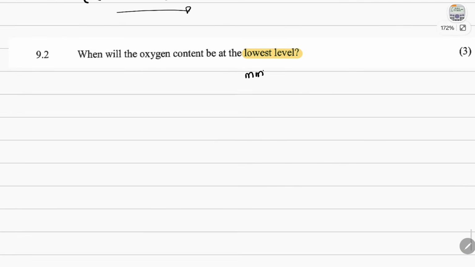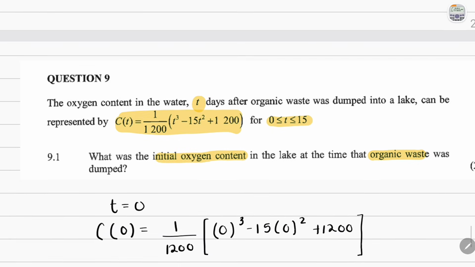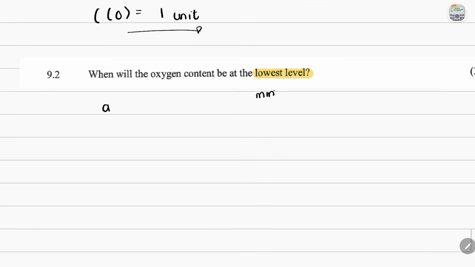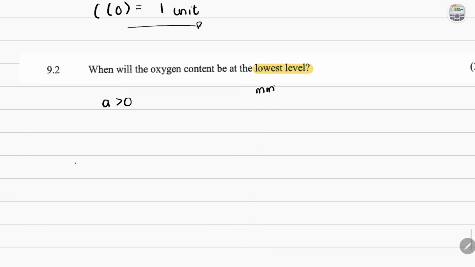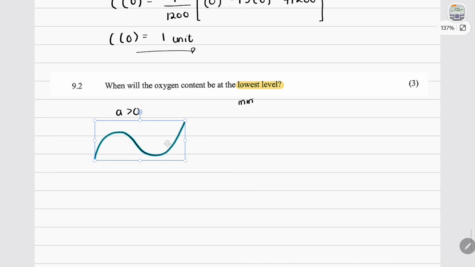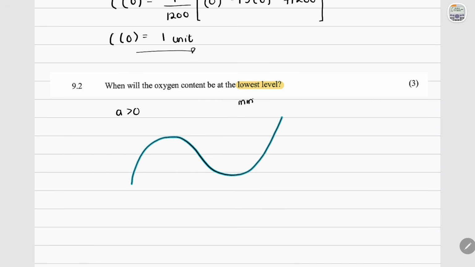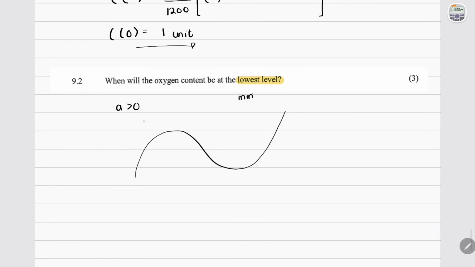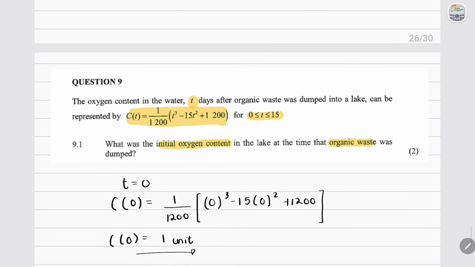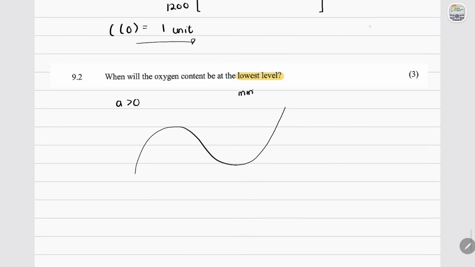So at the end of the day, this is a cubic function, but it's that type of cubic function where the coefficient of, in this case, t to the power of 3 is positive. So it's going to create this type of cubic function, like the ones we worked with in the previous question, that was question 7. And so this is a representation of the different levels that the oxygen gets, but specifically from t equals 0 all the way to t equals 15.